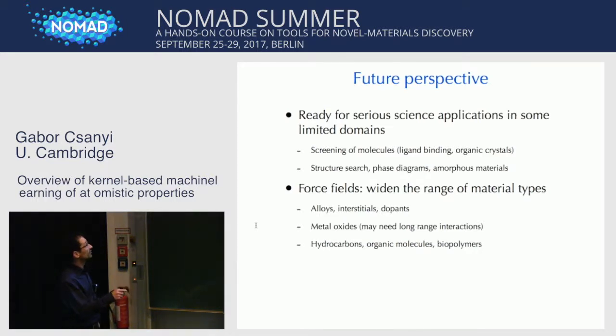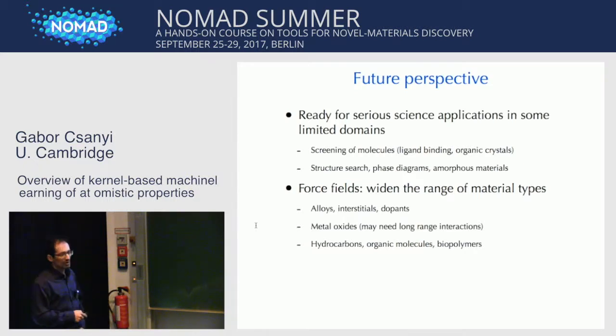In the field of materials, I think we can do structure search. We can start to compute phase diagrams, and we can look at structures of amorphous materials. These are all cases where DFT is accurate enough, but too slow. And there is some science to be done here with much faster models. In the development of force fields, I think we will still need to widen the areas of applicability. Alloys, interstitials, dopants, lots of different atoms. People haven't published a lot on that.